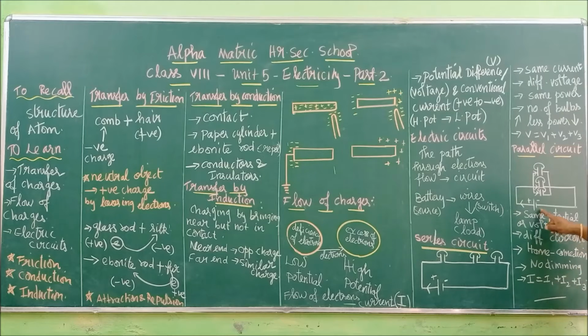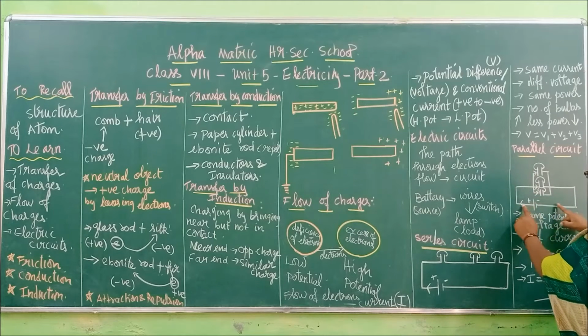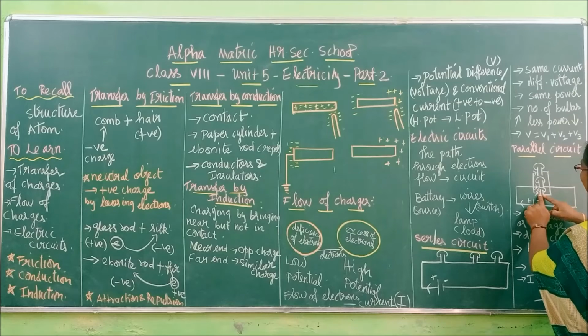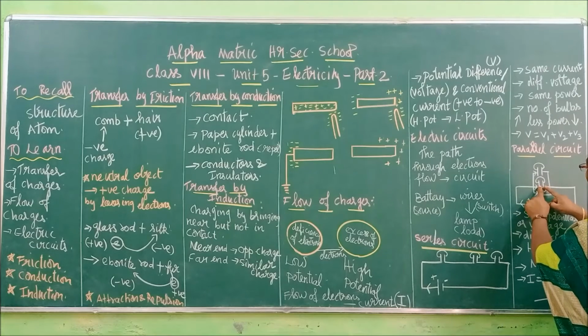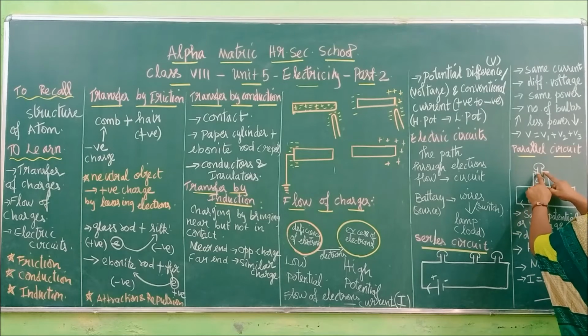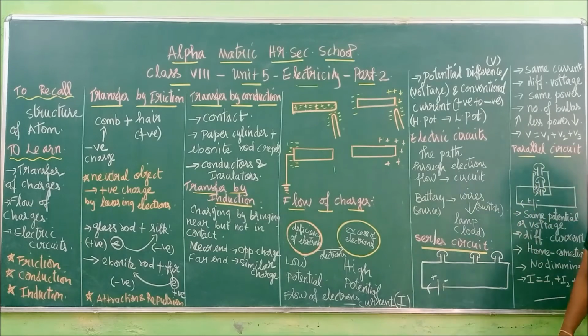Right, now here is the cell. Now what will happen is both the ends are connected to both the ends of the bulb. Now another bulb is also connected, both the ends are connected. Here also both the ends are connected. This is the connection which we use in our house.